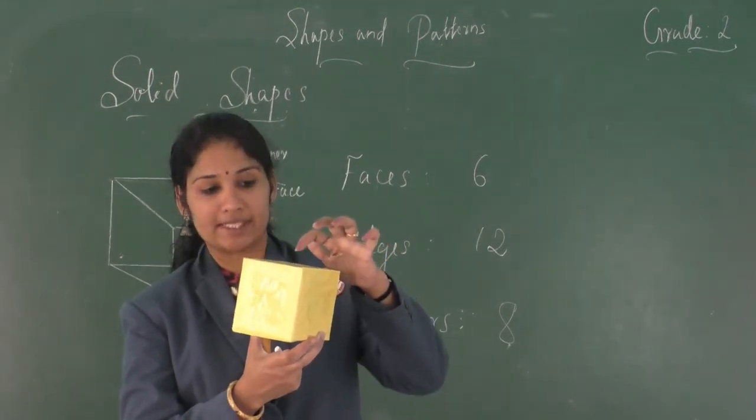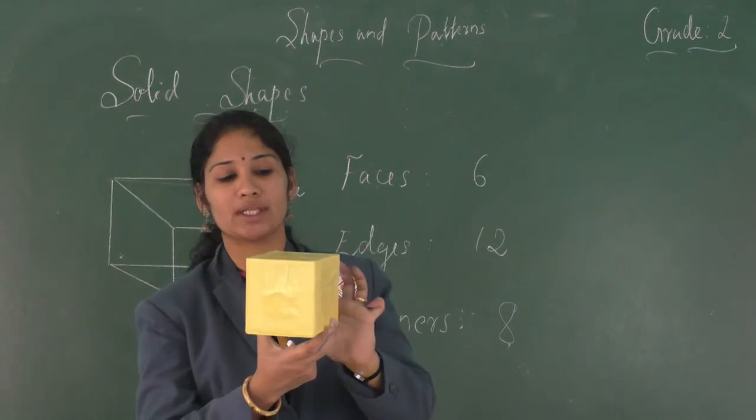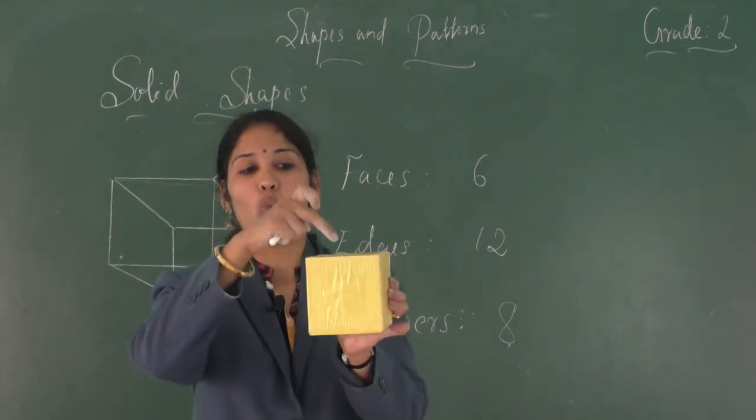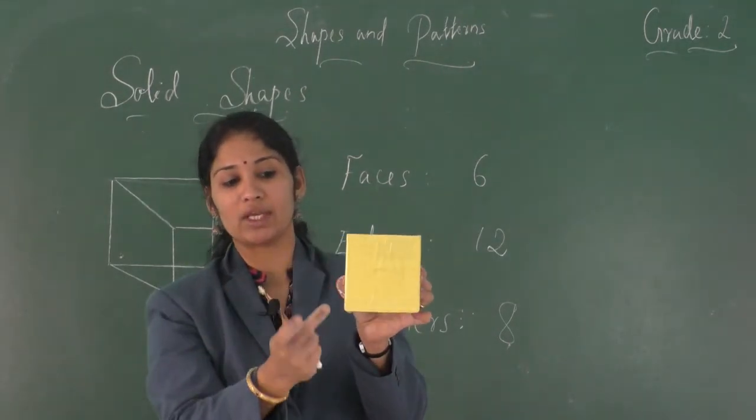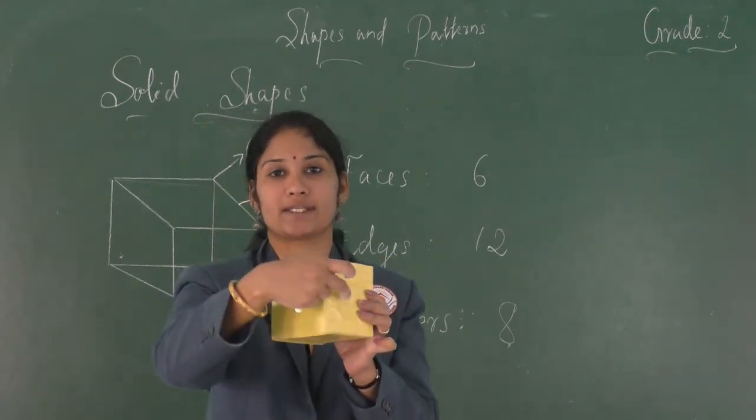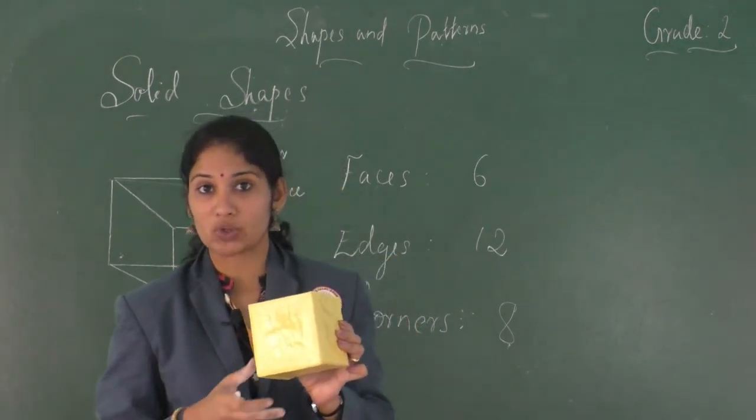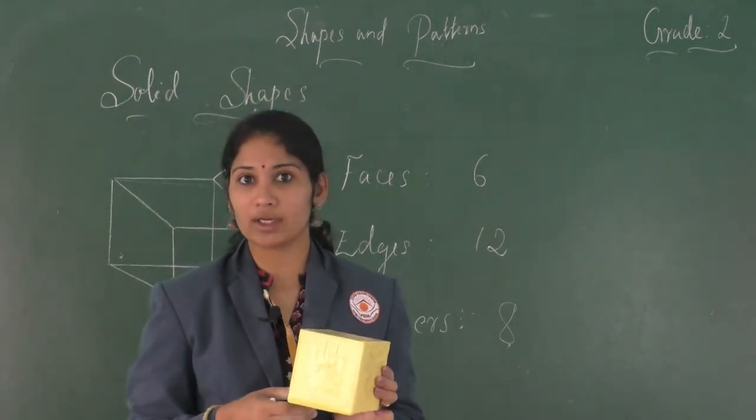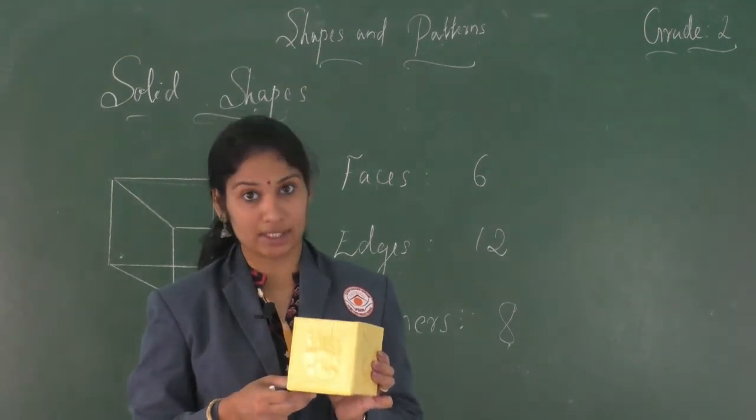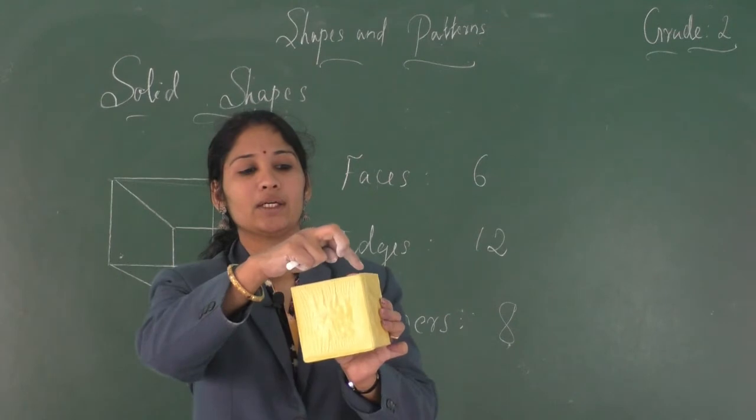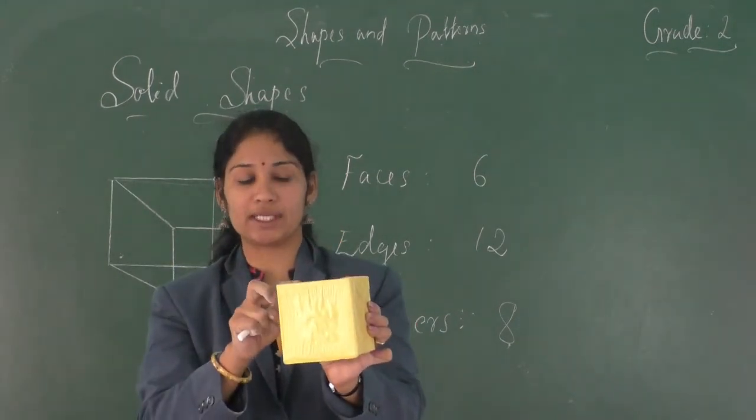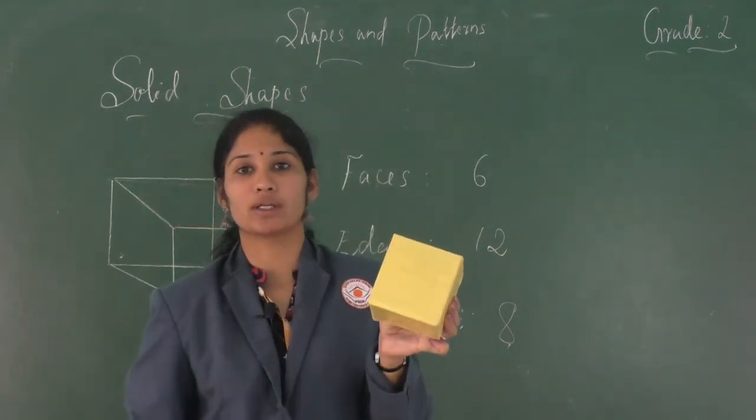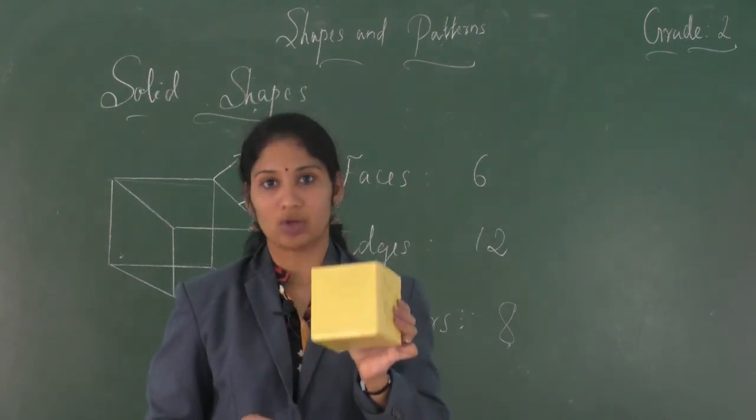How many faces? We'll see 1, 2, 3, 4, 5, 6. So how many faces? Cube has got 6 faces. And how many corners? What is meant by corner? The two lines meet together is called corner. Here 1, 2, 3, 4, 5, 6, 7, 8 corners. So cube has got 8 corners.